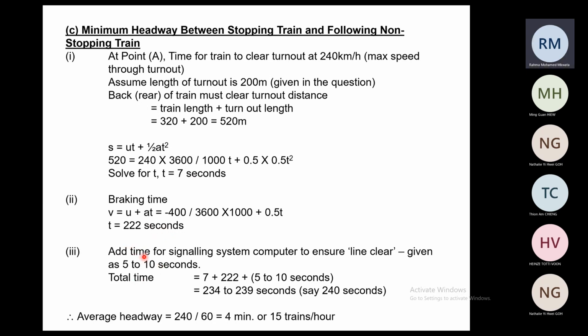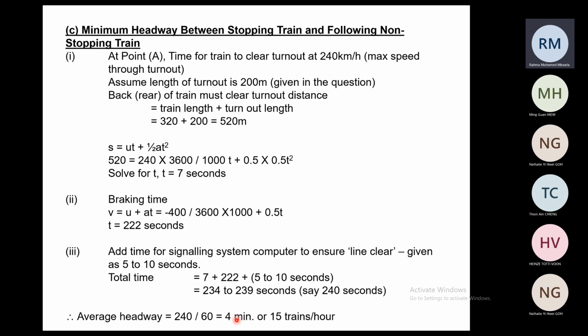Then we add in time for the computer system to ensure line clear. It was given that we need to add 5 to 10 seconds. So the 3 items, you add them together. This is the total time between trains. It will be around 234 to 239 seconds, or you can round it off to 240 seconds. So it means the average headway for the train, if you divide by 60, will be around 4 minutes. So what this means is that when the first train arrives, the second train can only come 4 minutes later. So they have to be 4 minutes apart.